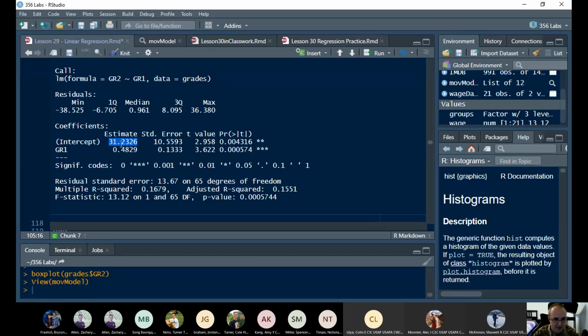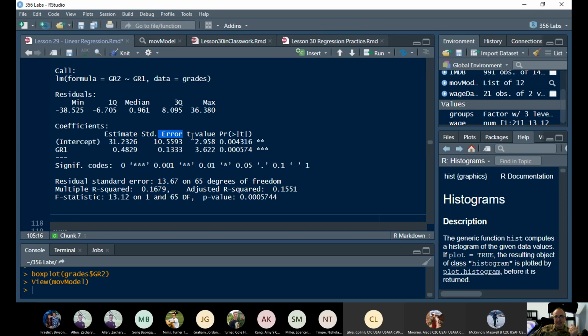This is for the intercept, 31 in the case of the grades. And so this is our estimate of beta naught, which is beta naught hat. And then this is our estimate of the coefficient that goes along with GR1, right? Because in this case, GR1 was our X variable, our indicator or our predictor variable. So this is the estimate of the coefficient that goes along with that, and that coefficient would be the beta 1 hat. So that is the beta 1 hat value.